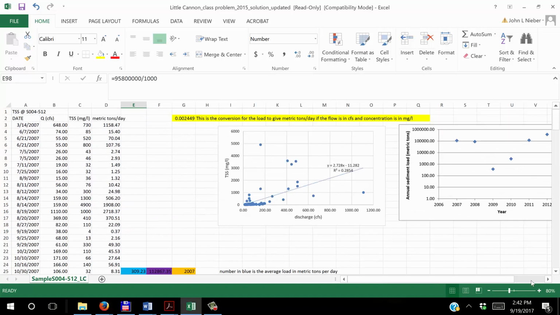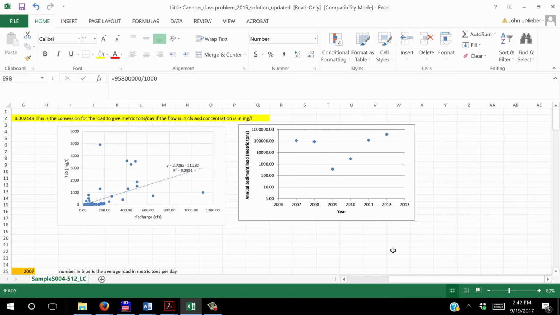Looking at the second part of the class problem, it wanted to plot the variation in annual load, and so that's what this is for each of the years. I've plotted from 2007 through 2012, and this is a logarithmic scale, so you can see that this one's 382,000, and this one here is 112,000, and it's as low as 367 in the data set. So you can see that there's a big variation in sediment load coming out of the watershed based on the data that we're looking at here.